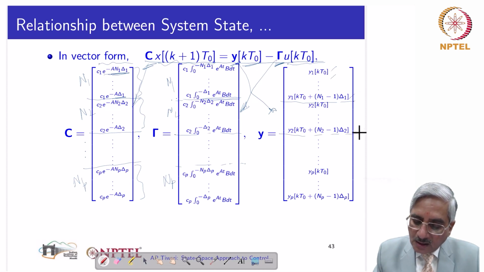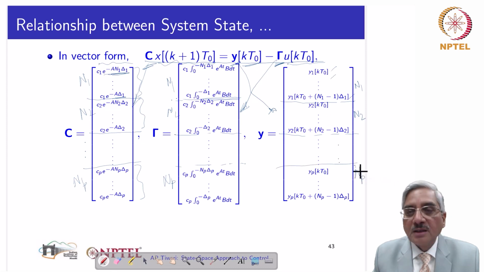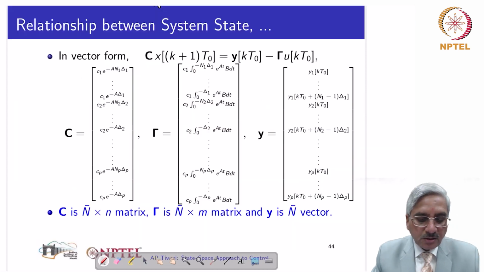Next are N2 samples generated by sampling the second output and so on. Last few are NP samples generated by sampling the pth output. So this is how the relationship Cx equal to y minus gamma u is obtained.